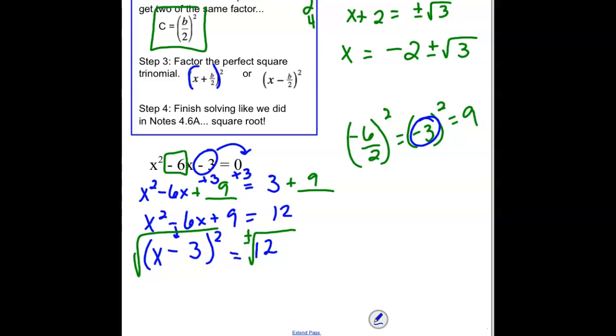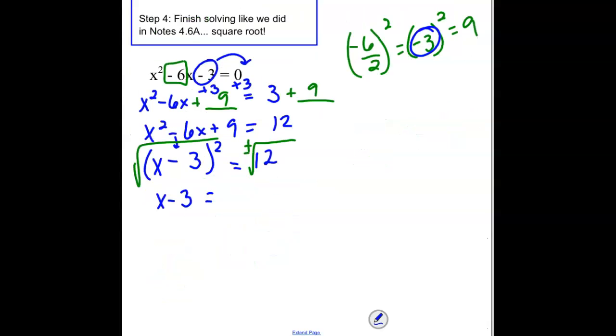And simplifying on the left side, we have x minus 3. On the right side, we want to break down that 12. So we can think of it as 4 times 3. When we square root that, we get 2 root 3. Don't forget your plus minus in front. And then your last step to solve for x would just be to add 3 to the other side. So 3 plus and minus a 2 root 3.